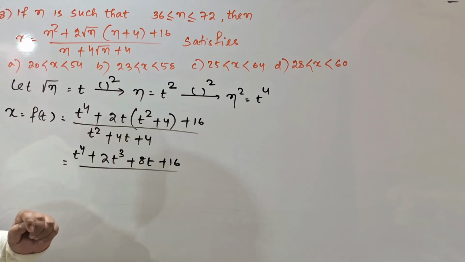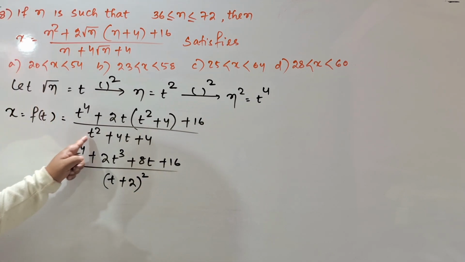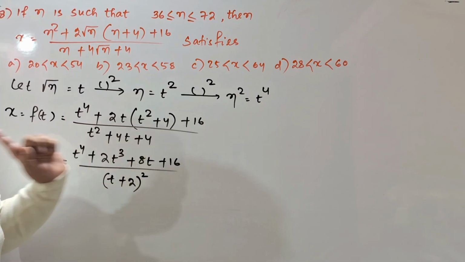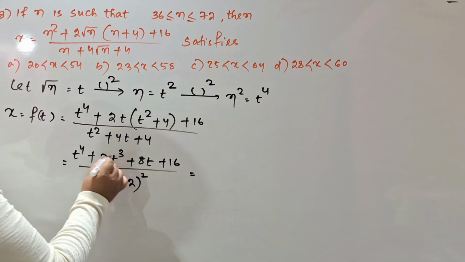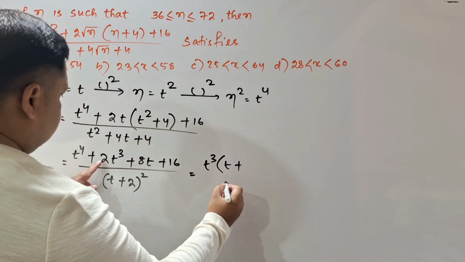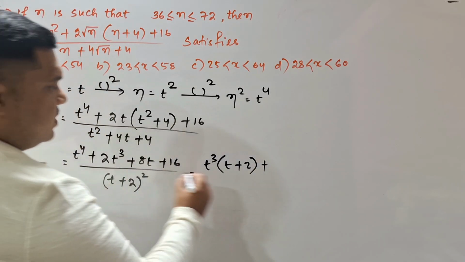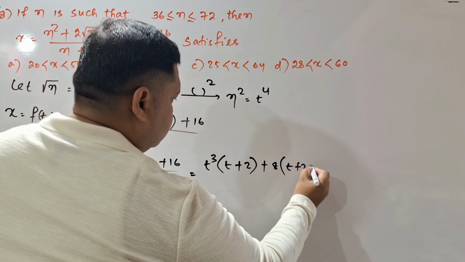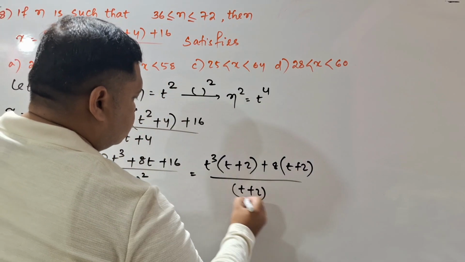When t plus 2 whole square, I can write t plus 2 whole square. This is 2t square plus 4, 2 into t into 2, that is 4t. Now if you observe here, I can take t cube common, so here t is present and here 2 is present, plus this is 8t. So you can take 8 common also. If I take 8 common, this is t plus 2. And here at the denominator, you can write t plus 2 whole square.